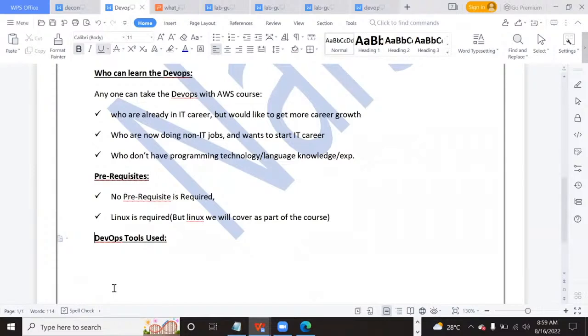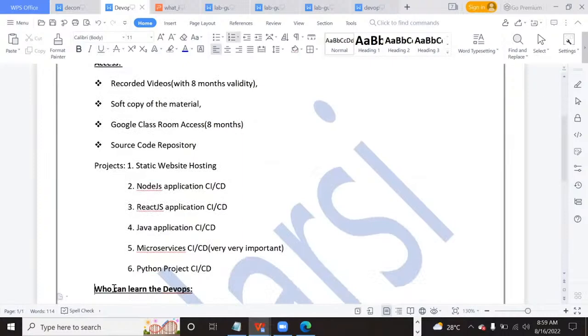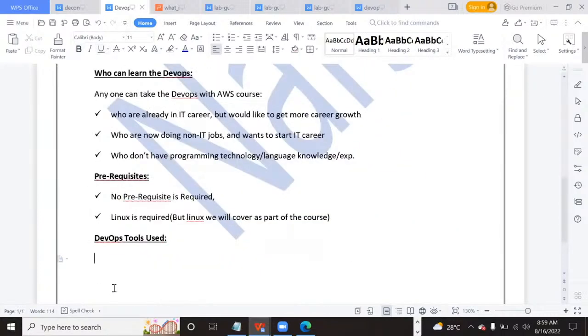Okay, so this is about the course and how it was designed. Tomorrow we will see the DevOps course content and then the AWS course content, and what is the outcome of this course.